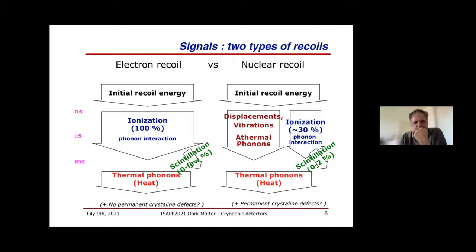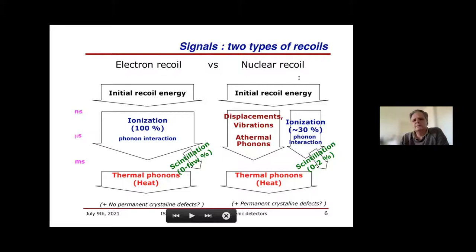Now, if you have just these arrows, then you don't lose any energy, and therefore all the initial recoil energy goes into thermal phonons and into heat, and in a cryogenic detector you can measure the temperature increase due to this arrival of energy. Now, this is not entirely true, because some of the ionization energy will be converted into scintillation, and depending on the material, it can be a few percent. But in the case of germanium and silicon, scintillation is not really something that we have to worry about.